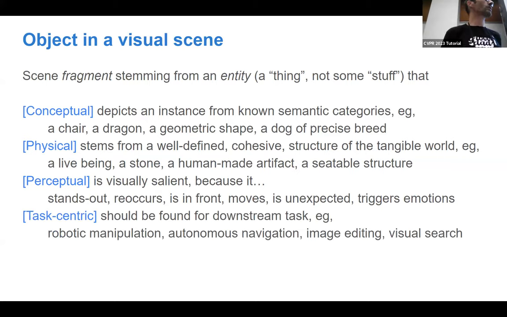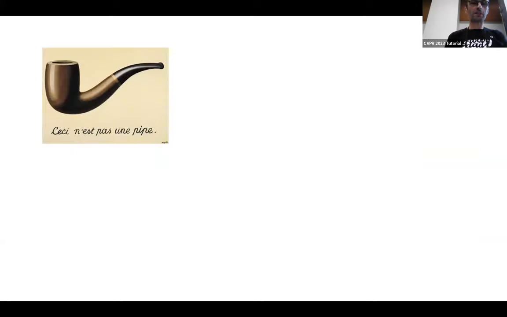And last but not least, being an engineer as well, you can have a very pragmatic, task-centric definition. It's essentially a region in the image that you need to find in order to serve a downstream task. And this can be dexterous manipulation, autonomous navigation, editing content, or visual search on a search engine. We have many definitions here.